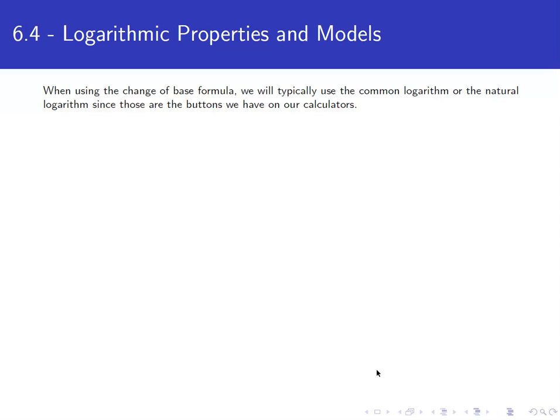Usually, if we want to use the change of base formula, we use natural log or common log because those are the buttons. Any base will do, but we want to use this to approximate things, so we're going to use either common or natural log to rewrite. So let's do that with these three.